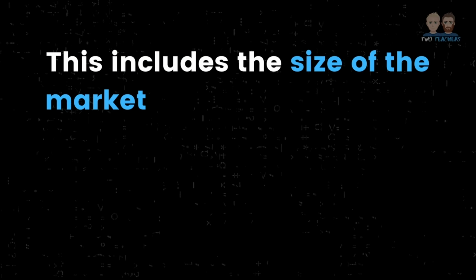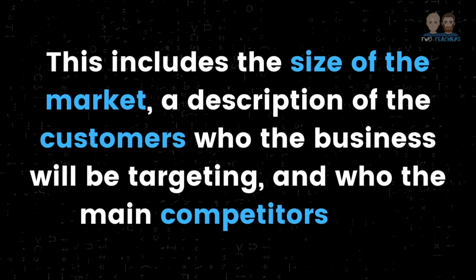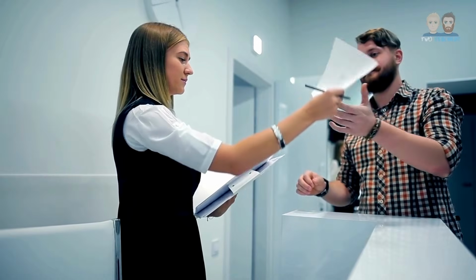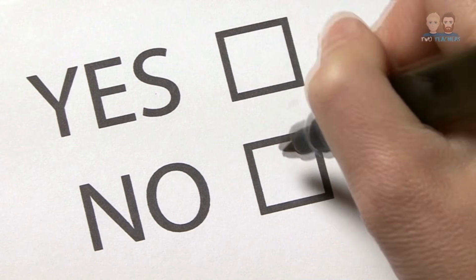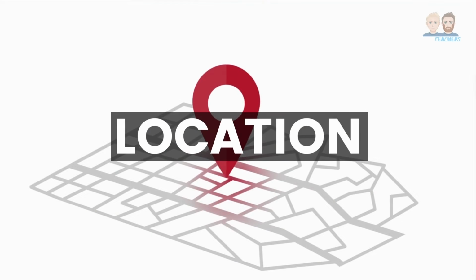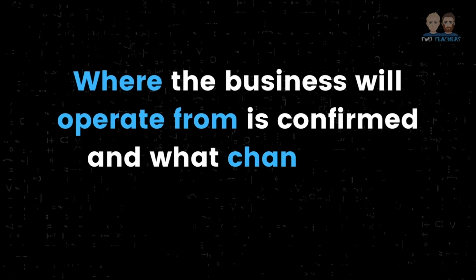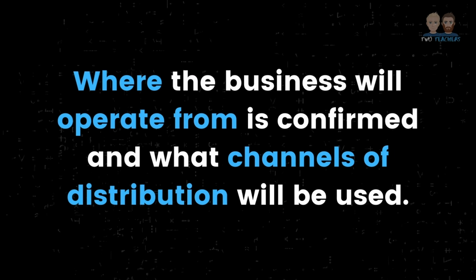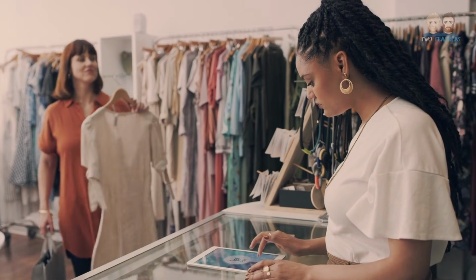This includes the size of the market, a description of the customers who the business will be targeting, and who the main competitors are. It's likely that the findings from any market research that you have conducted about the market will be included here. Next up, it's important that the location where the business will operate from is confirmed and what channels of distribution will be used. For example, will the business sell directly to consumers online or utilise retail stores?